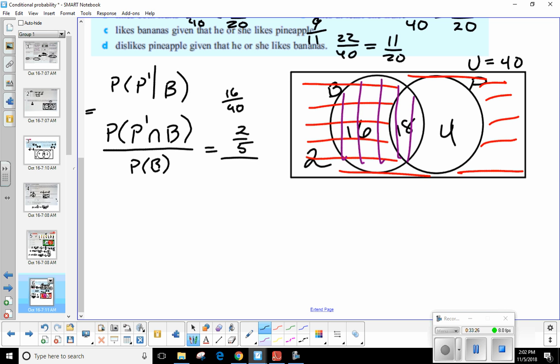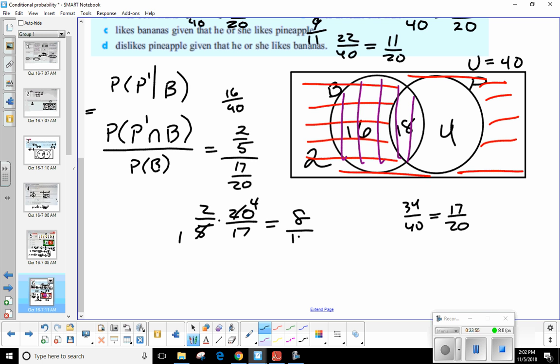Over the probability of liking bananas, which would be 34. Is that the number of people who like it? 34/40ths, and that would be 17/20ths. Is everybody okay with how I got that? And here, they're not the same, so we definitely want to take a look at the reciprocal. 2/5 times 20/17. The 5 and the 20 have a common factor of 5. Multiply across, 8 out of 17 is my probability.